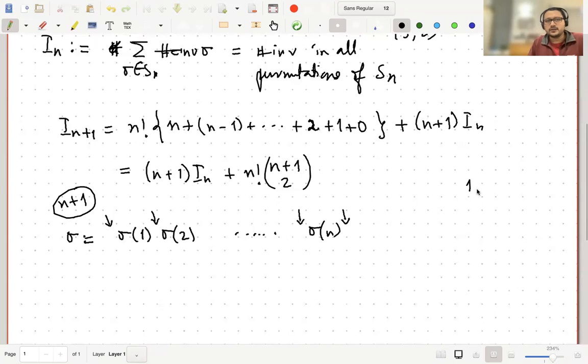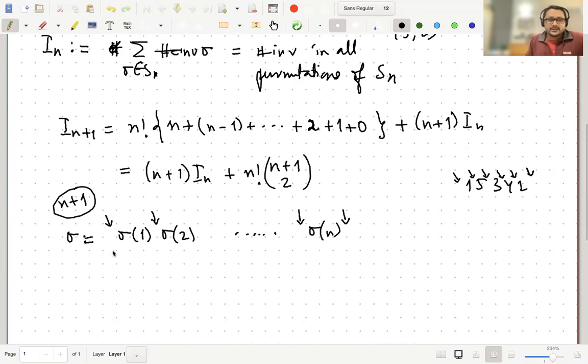So for example, if I look at the previous example, 1, 5, 3, 4, 2, if I want to insert a 6, I can insert the 6 here, here, here, here, here, or here. So basically there are 6 positions for me to insert the 6, right?